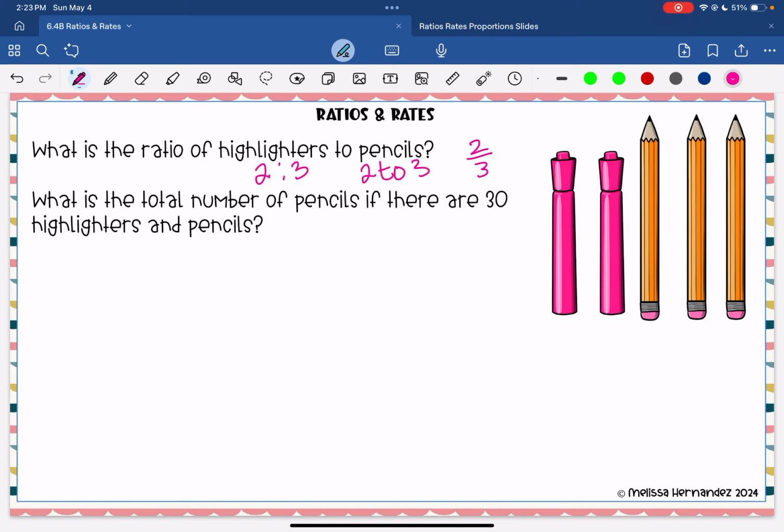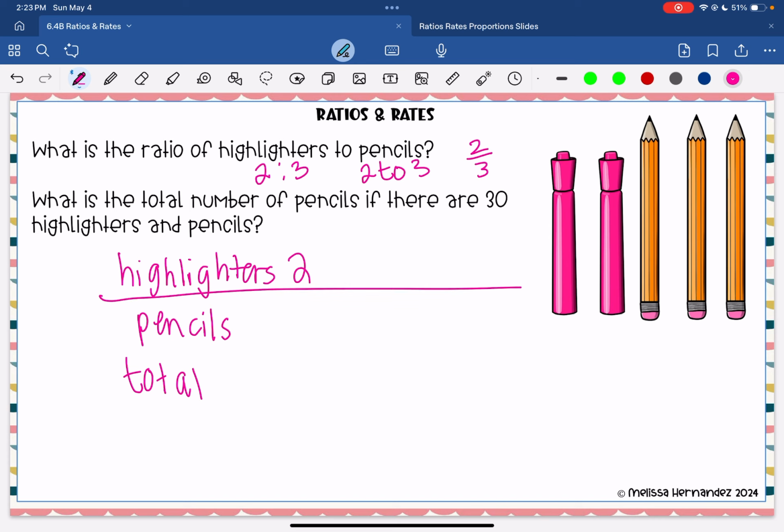So I'm going to create a table. I'm going to write highlighters. Then I'm going to write pencils. Now I'm going to do total because it specifically mentioned total. 2 highlighters, 3 pencils, and the total amount of that is 5. But we want to know what are all these totals if there's 30 pencils and highlighters. So that's going to be in the bottom row because that describes total.